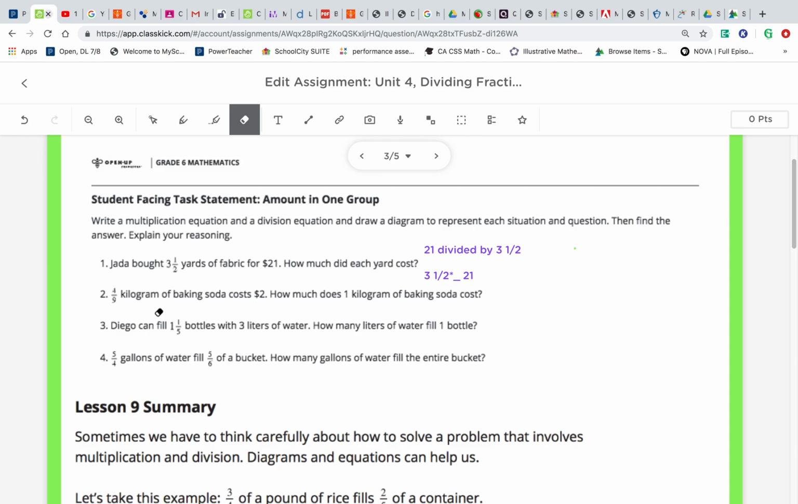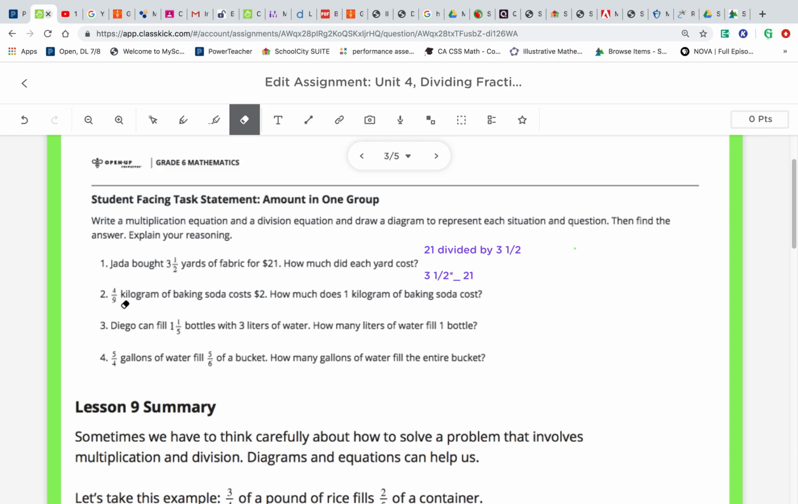So here, they're telling us what 4/9 of a kilogram would cost. And then we want to find out what 1 kilogram costs. Well, 4/9 you should see that's less than 1. So $2 is less than what the cost is going to be for 1 kilogram, right? So you should know that right away. It's going to be more than $2.